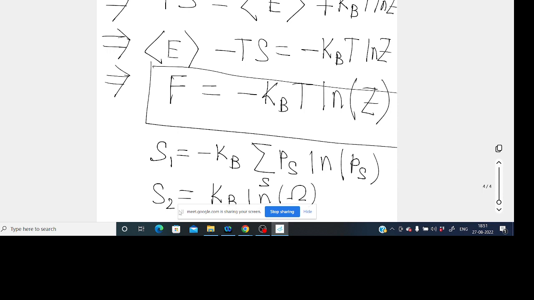Should I prove this or show in some way? Okay, let's show this. Let's consider spin particles. There are n spins. They may be spin up or spin down. So n up is the number of particles with spin up, and n down is the number of particles with spin down, and this n is the total number of spins. So n up plus n down equal to n.